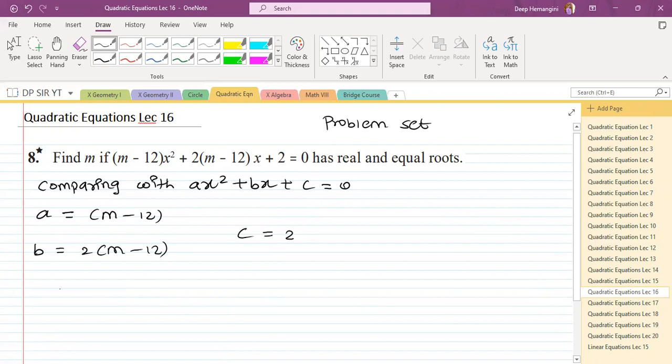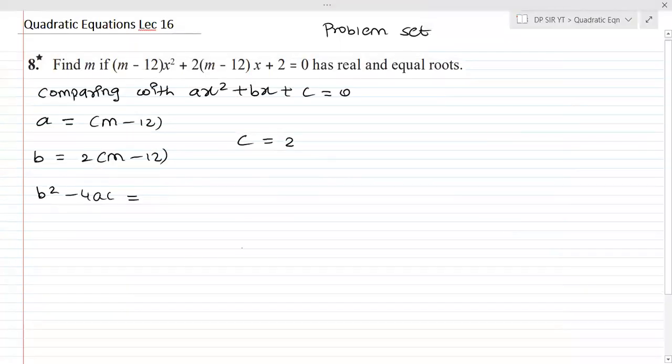Now we need to find first of all b square minus 4ac. So find it and see what comes for b square minus 4ac. Now of course the roots of the given quadratic equation are real and equal. It means that b square minus 4ac is equal to 0. But first of all, for that you should know what b square minus 4ac is. So find b square minus 4ac. So here it's going to be, b square, so 2 into m minus 12 the whole square. This is my b square minus 4ac.